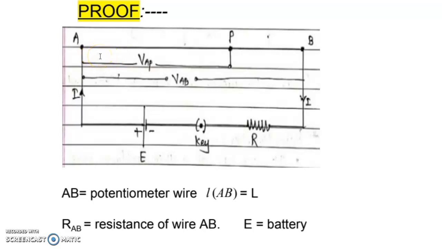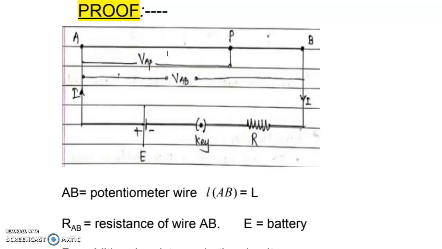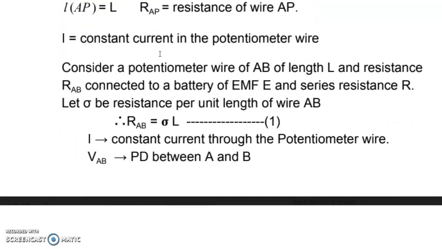So what I must understand is that in the case of a potentiometer, the potential difference between any two points will always be directly proportional to the distance between those 2 points. Greater is the separation between the 2 points, there would be greater potential difference, and that potential difference is equal to the potential gradient times the distance between those 2 points. That is the basic thing for us to understand.